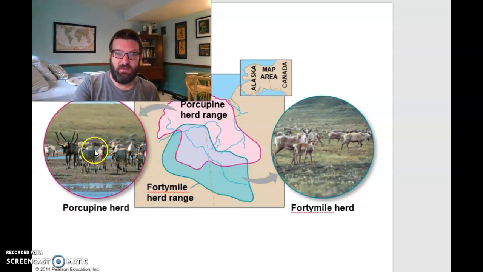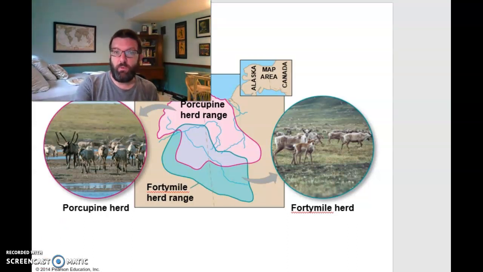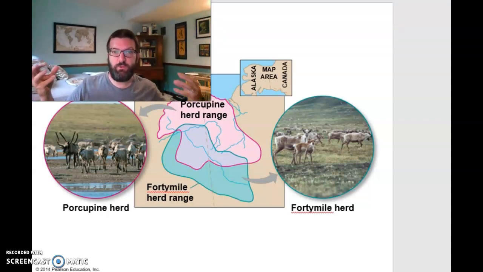Now, does that mean that there's never any gene flow between these 2 populations? No, it probably doesn't mean that. And admittedly, this can be a little bit of a wishy-washy thing. There can be some gray areas on what you consider a population. But the working definition of a population is just a group of individuals of the same species that will be able to share DNA with one another.